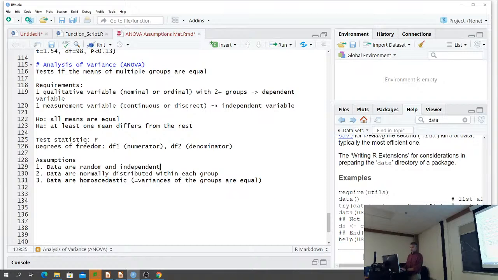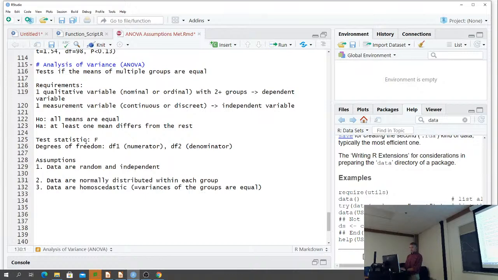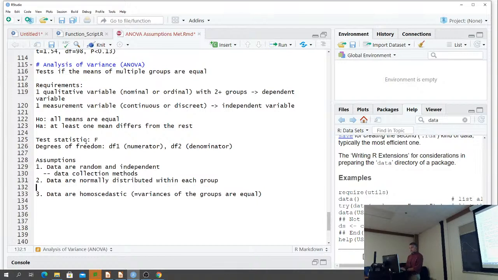So, with our assumptions, I'm just going to add a little bit more. We test this, or we basically adjust our collecting protocol. So data collection methods will usually ensure data are random and independent. For normally distributed within each group, we're going to use QQ plots.